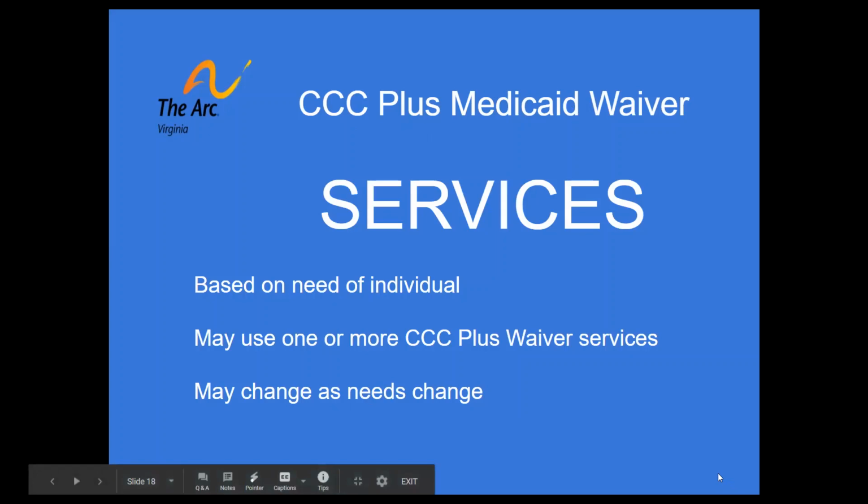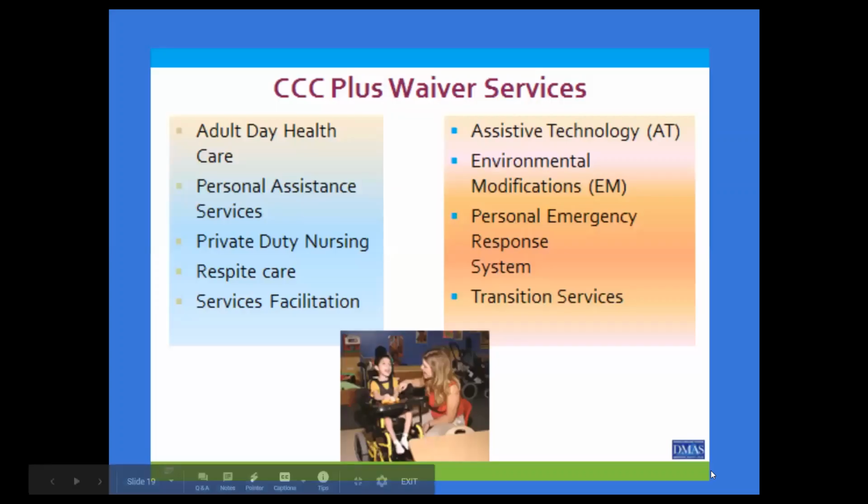Now we're going to focus only on the CCC Plus waiver program, the services it provides, and the application process. The CCC Plus waiver is based on the need of the individual. A person may use one or more CCC Plus waiver services, and their services may change as their needs change. The CCC Plus waiver services are adult day health care, personal assistance, private duty nursing, respite care services, facilitation, assistive technology, environmental modifications, the personal emergency response system, and transition services.